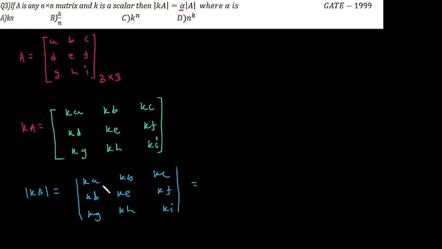Now we can take K out from the first row. We can also take K out from the second row, and again from the third row. So now we get K three times. What we end up with in the determinant is simply A, B, C, D, E, F, G, H and I. This portion is nothing but the determinant of the matrix A. So what we are getting is K to the third power times the determinant of A.